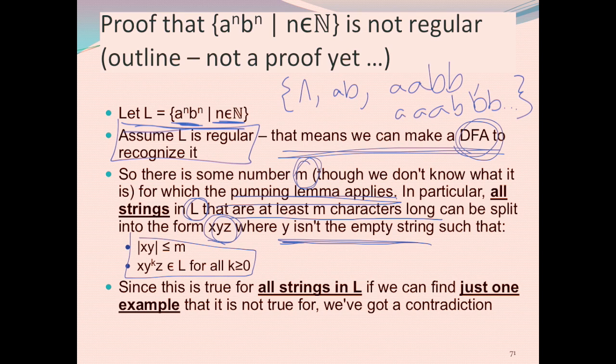So, if this is the case, the pumping lemma tells us this is true for every single string in L, every single string in my language. If we can find just one example that it's not true for, we've got a contradiction, and therefore our assumption must be false. L must not be regular.